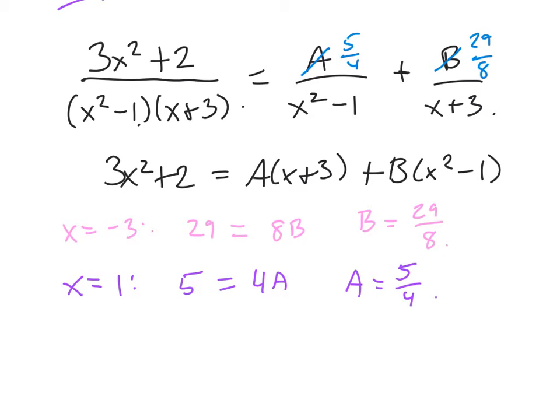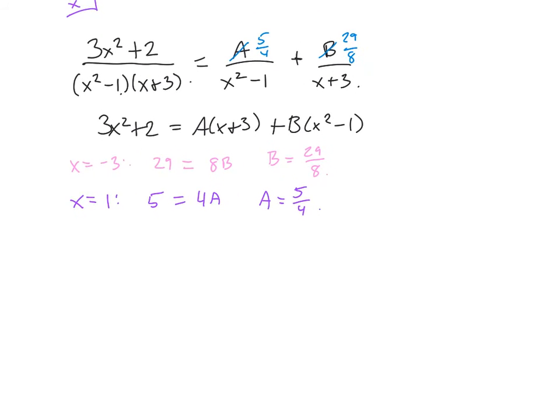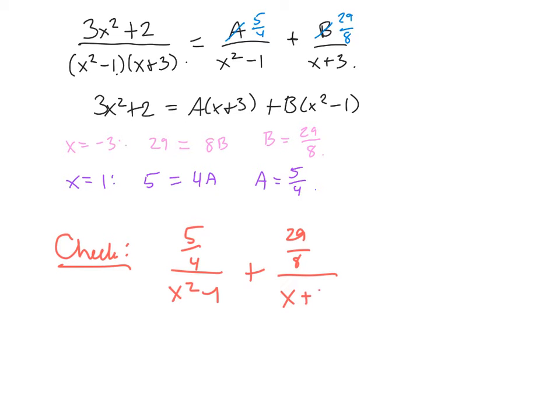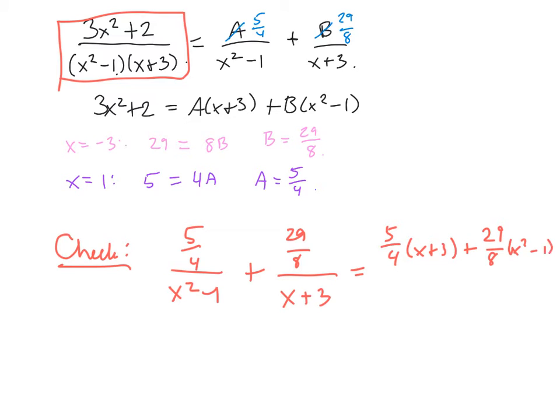Now I'm going to zoom out, and we're going to do a little bit of algebra to check whether that works out. So here's my check. Is it true that 5/4 over x squared minus 1 plus 29/8 over x plus 3 is equal to this? Let's find out. If I do my little multiplication strategy here, I get 5/4 times (x plus 3) plus 29/8 times (x squared minus 1), over that same denominator, (x squared minus 1)(x plus 3).